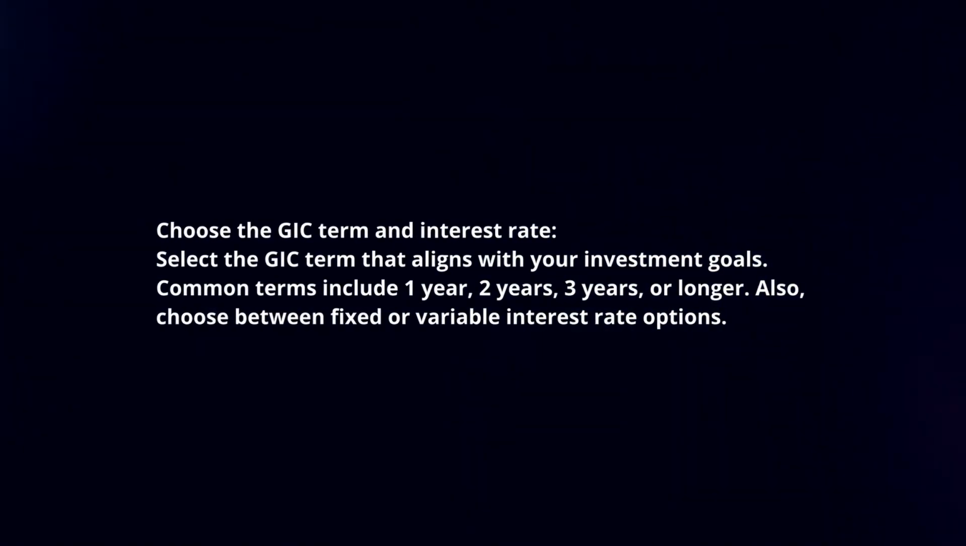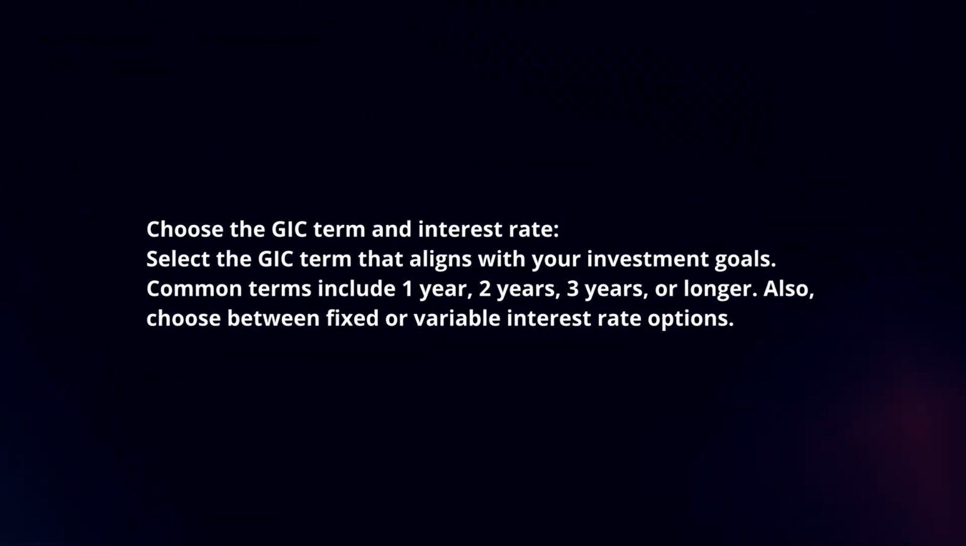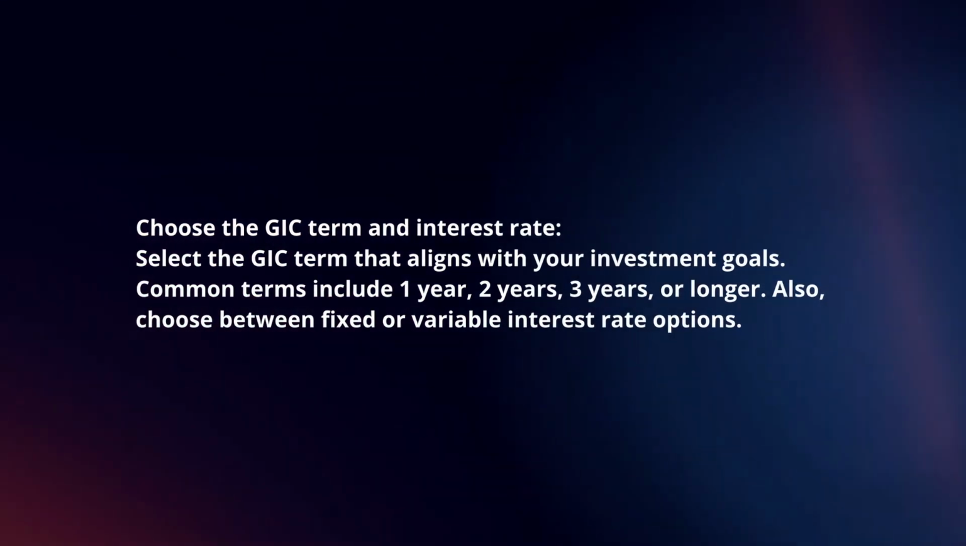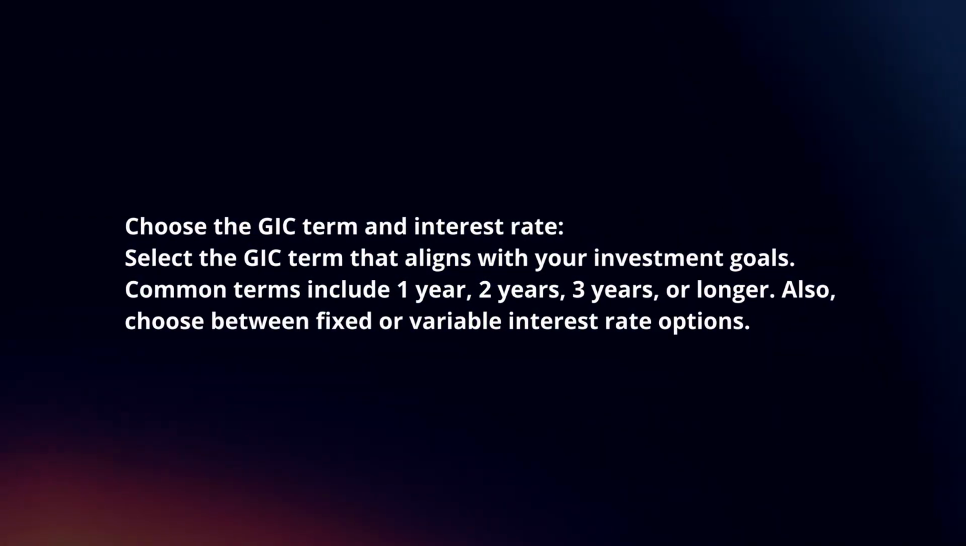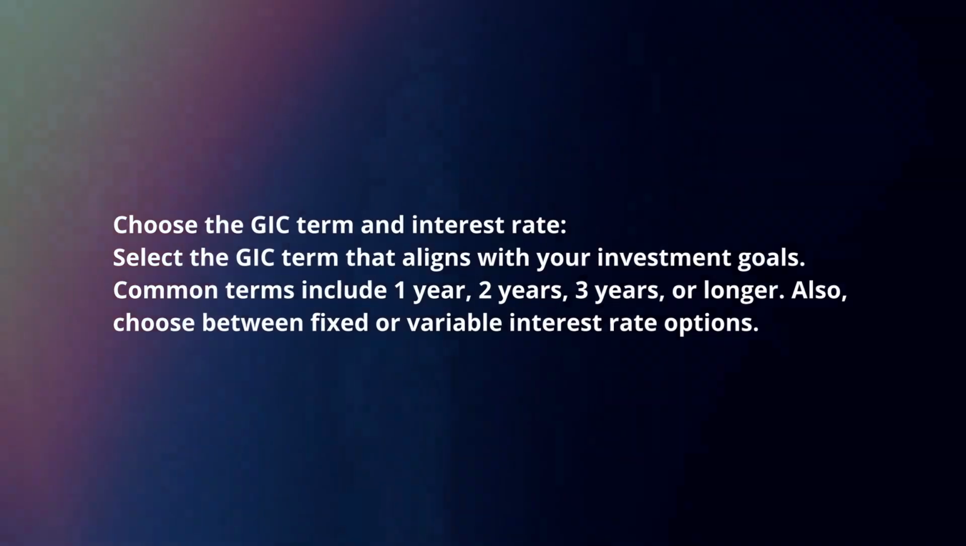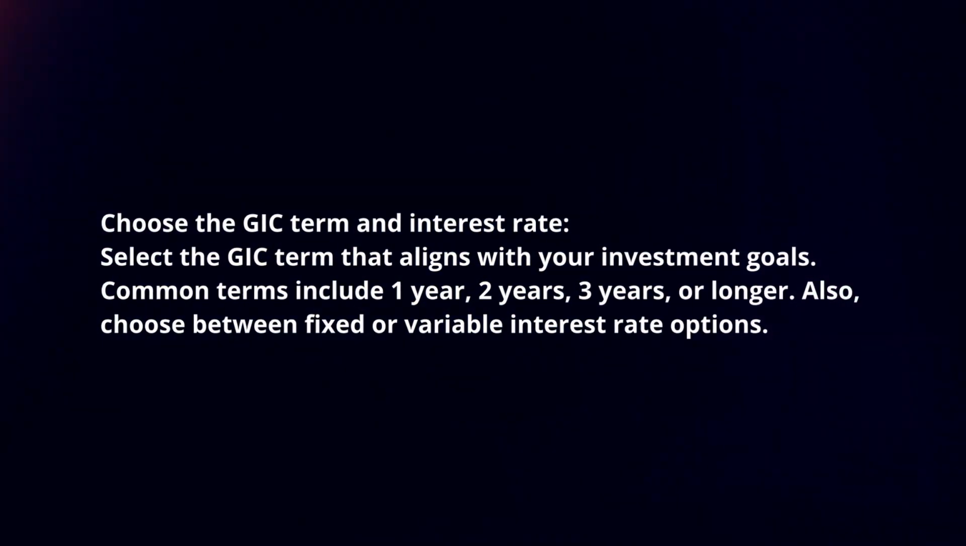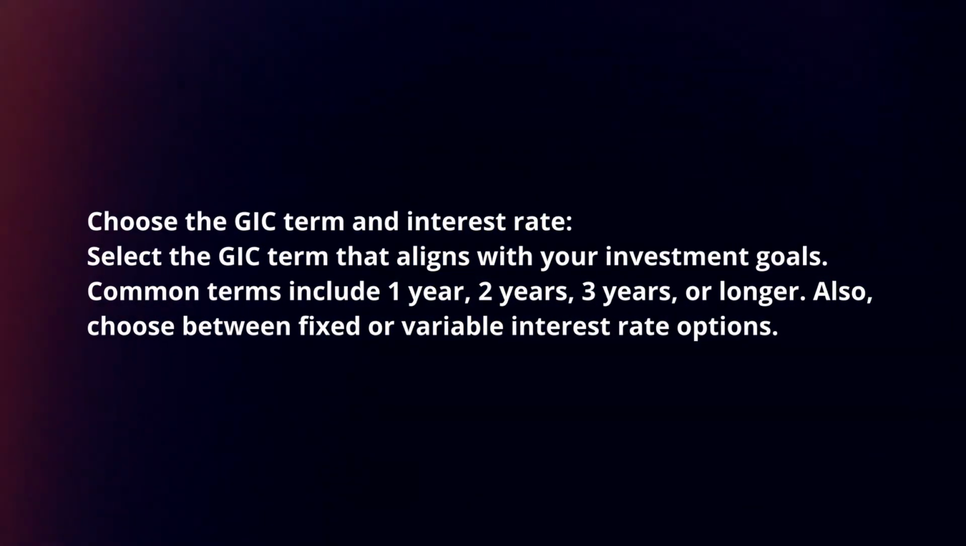Choose the GIC term and interest rate. Select the GIC term that aligns with your investment goals. Common terms include 1 year, 2 years, 3 years, or longer. Also, choose between fixed or variable interest rate options.